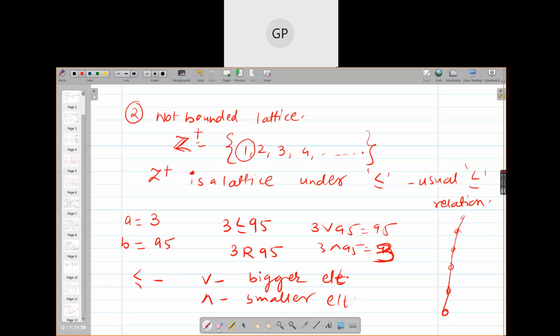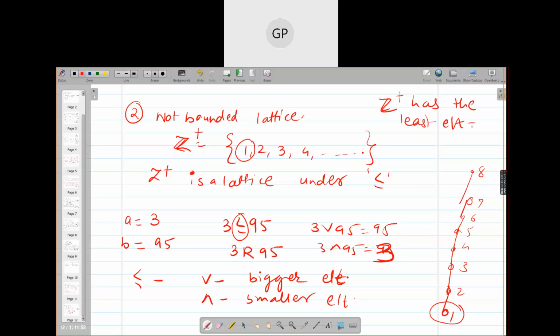So such a chain will continue infinitely. The least element you get is 1, then 2, 3. It will be a continuous chain of elements, because your relation is the usual less equal. So you have the least element, but you do not have the greatest element, because Z plus is not finite, it is infinite. So Z plus has the least element equal to 1, but no greatest element.